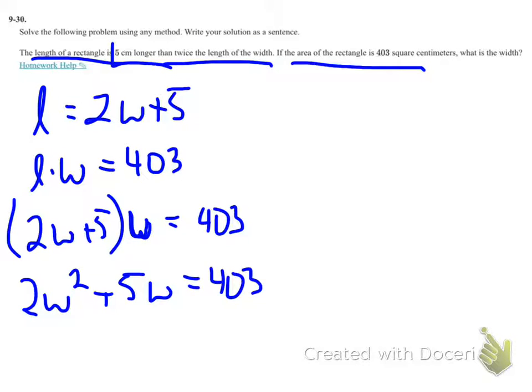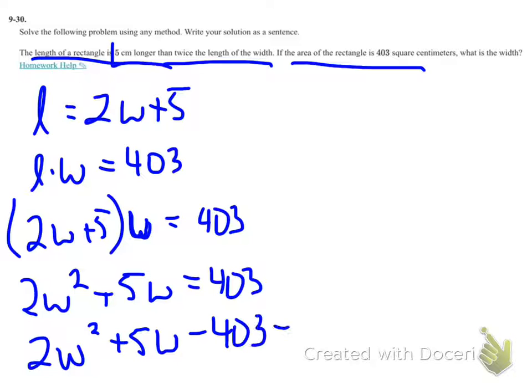This is now a quadratic because I have something squared. So that means I want to get it equal to 0. So 2w squared plus 5w minus 403 equals 0. I now have my a value is 2, my b value is 5, and my c value is negative 403, and I can solve this problem now with a quadratic formula.